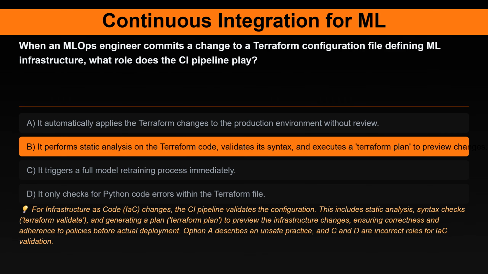The correct answer is: it performs static analysis on the Terraform code, validates its syntax, and executes a Terraform plan to preview changes. Here's the explanation. For infrastructure as code, IaC, changes, the CI pipeline validates the configuration. This includes static analysis, syntax checks, Terraform validate, and generating a plan, Terraform plan, to preview the infrastructure changes, ensuring correctness and adherence to policies before actual deployment. Option A describes an unsafe practice, and C and D are incorrect roles for IaC validation.